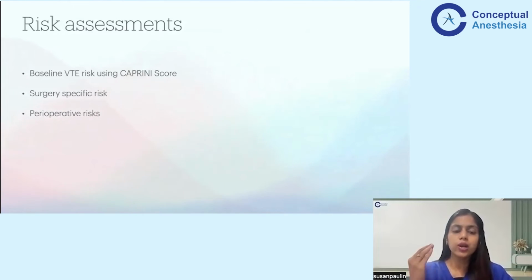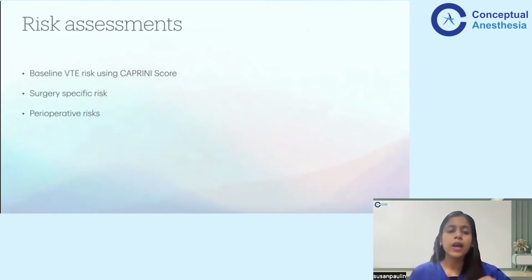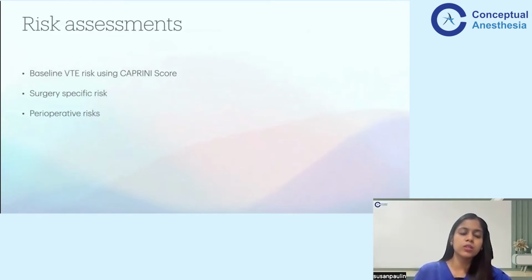So how would you assess the risk of thrombosis in any patient? There are a lot of scores available. You can do this baseline assessment using the Caprini score, and there is one more score called the Wells score. There are also certain surgery-specific risks, and some perioperative risks, which we will look at in detail in the following slides.